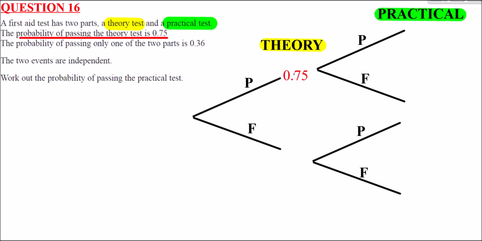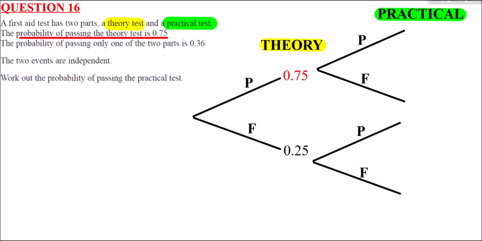If you don't pass, then it's a fail. You either pass or fail. All probabilities for any one event add up to exactly 1. And so if this is 0.75, the probability of failing the theory must be the other 0.25. In other words, 1 take away 0.75. So we can add this in as well.